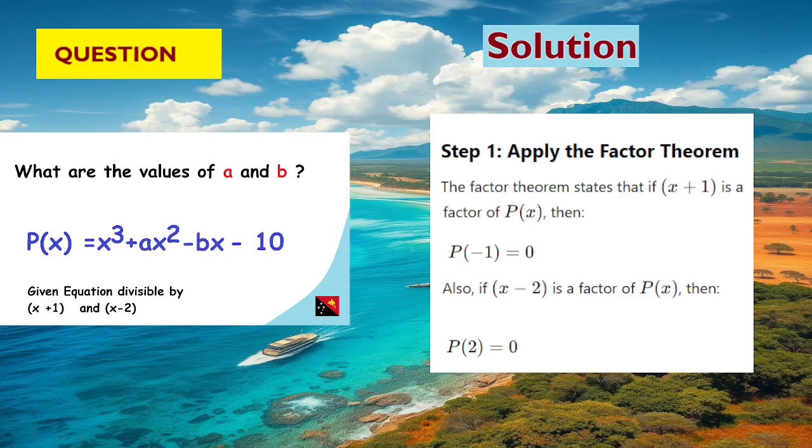The factor theorem states that if x plus 1 is a factor of p(x), then p(-1) equals 0. Also, if x minus 2 is a factor of p(x), then p(2) equals 0.